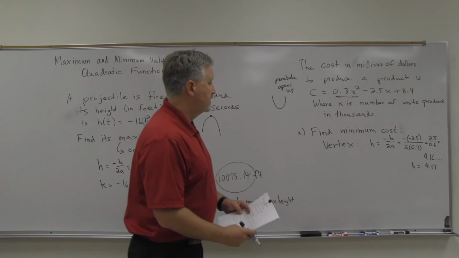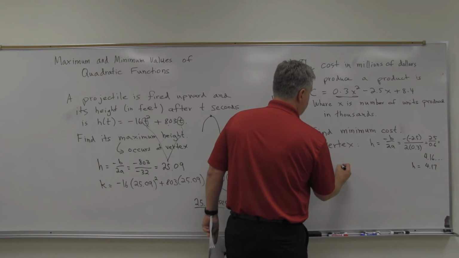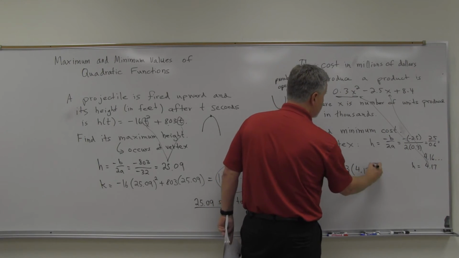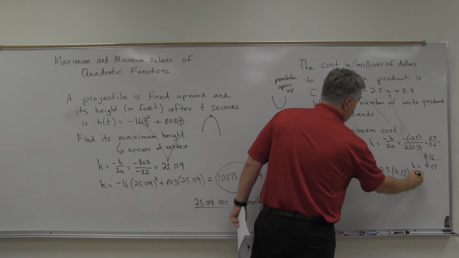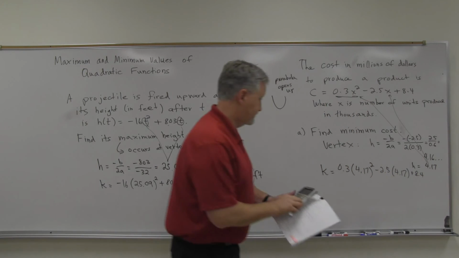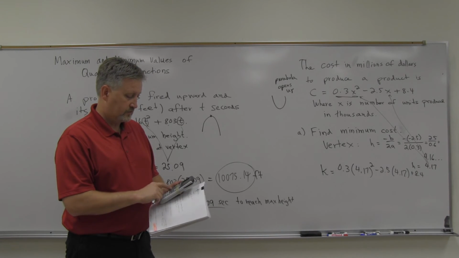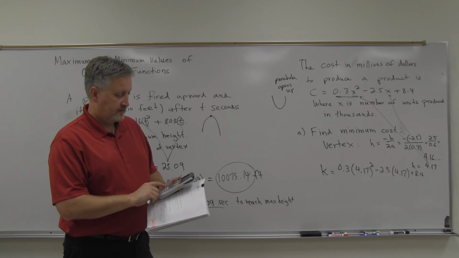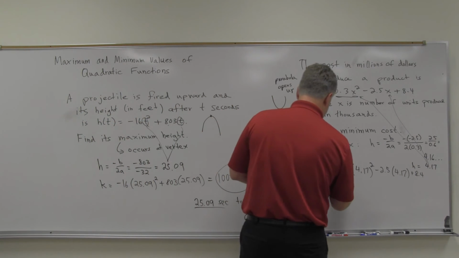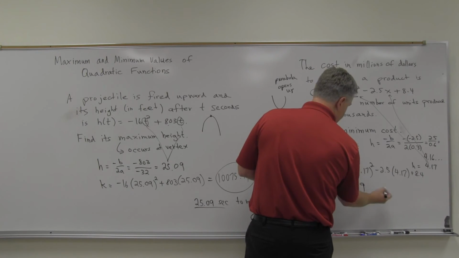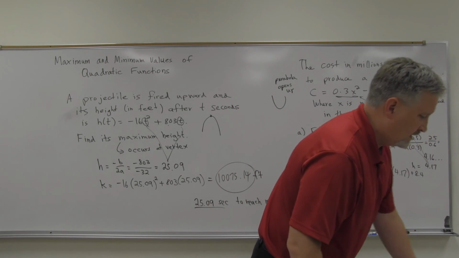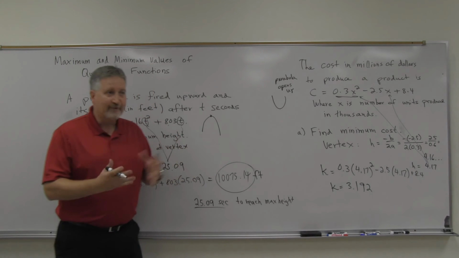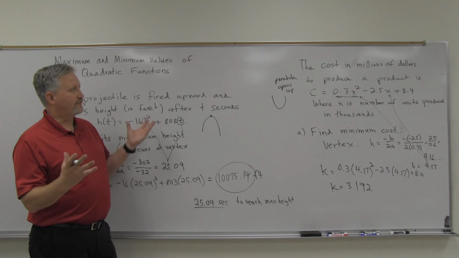So then the k is 0.3, plug that in for the x. 0.3 times 4.17 squared minus 2.5 times 4.17 plus 8.4, which should give us enough accuracy there. I get 3.19167. Same as what you get? Yep, 3.19. Let's go to 2 here, I didn't say what accuracy to round to, but it's about 3.192, so 3.19.